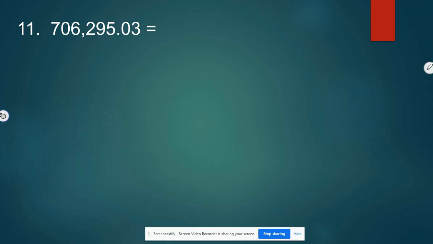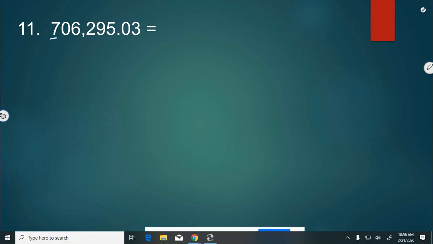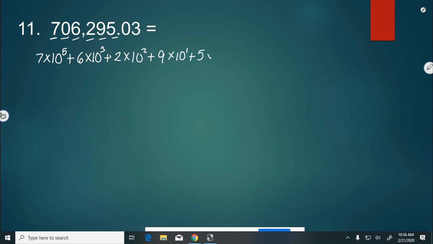11, we have 7 is in the hundred thousands place. So that's 7 times 10 to the 5th. 0 is in the 10,000s place, and I can skip it. 6 is in the thousands place, so that's 6 times 10 to the 3rd. Plus 2 is in the hundreds place, so that's 2 times 10 squared. 9 is in the tens place, so that's plus 9 times 10 to the 1st. 5 is in the ones place, so that's plus 5 times 10 to the 0. 0 is in the tenths, but we can skip it. 3 is in the hundredths, so that's plus 3 times 10 to the negative second, because it's 2 places back from the decimal.